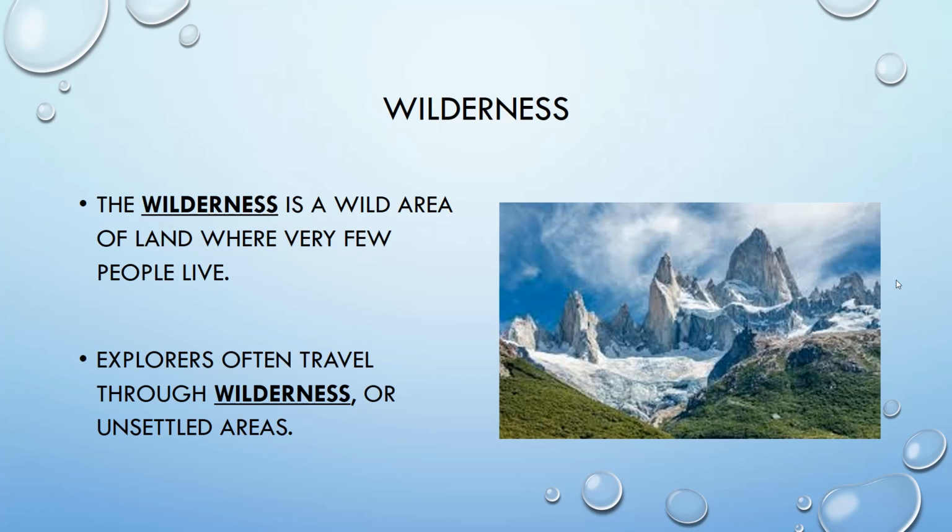What word? Good, wilderness. The wilderness is a wild area of land where very few people live. Explorers often travel through wilderness or unsettled areas. This is a picture of wilderness. There's a lot of different settings for wilderness. So this is very mountainous. This looks like snow. You might also have a wilderness that looks like a desert or a forest. I think the wilderness is very cool.